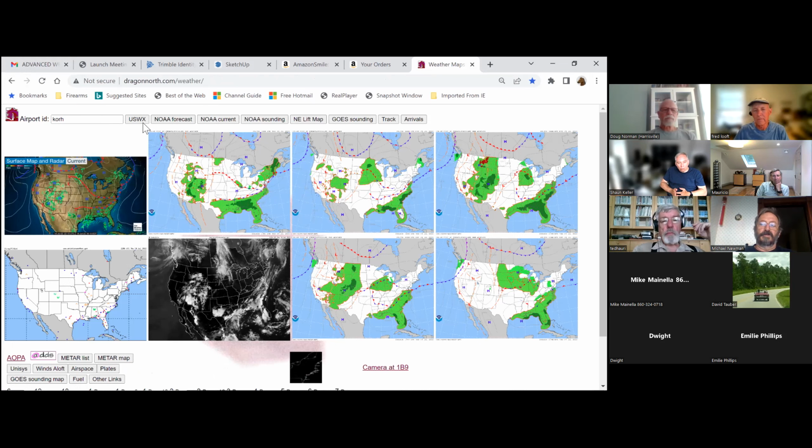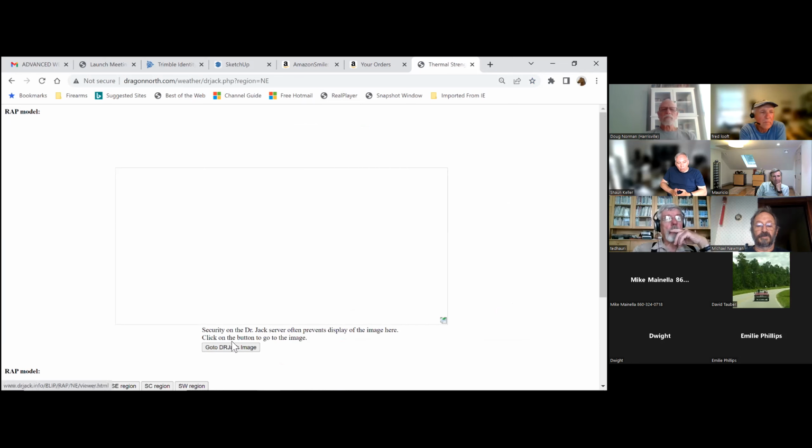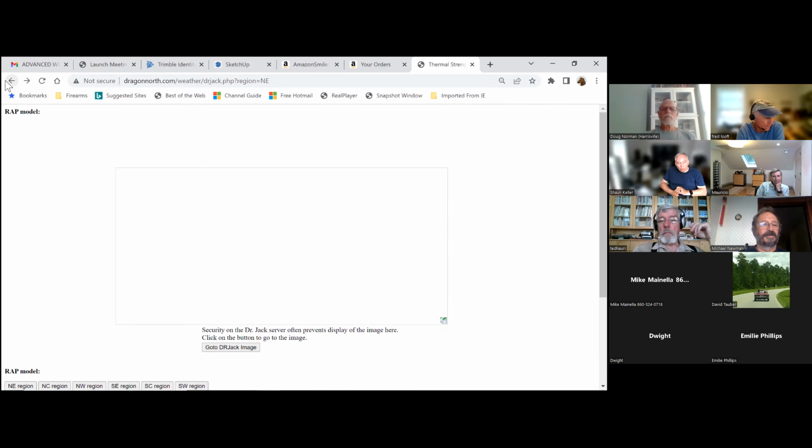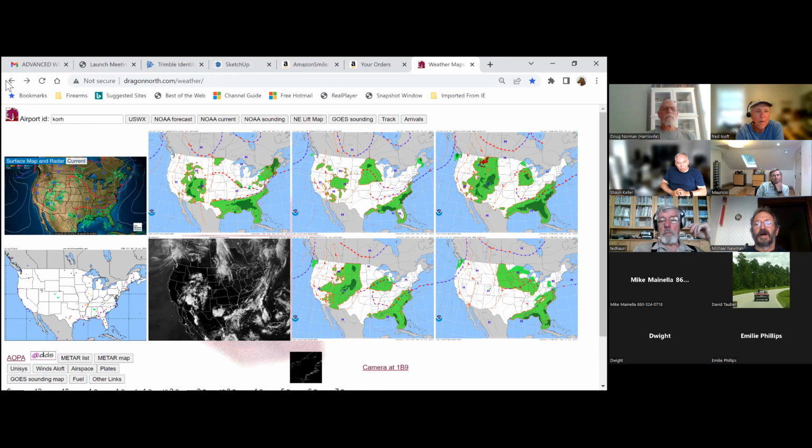So the other things that are on here, there's another source of the sounding. There's the New England Lift Map, which is the blip maps that Dr. Jack produces. Now, I'm not logged in at the moment. I'll go through this. I got it up. You got those? Okay. Yep. Yeah. And I have tracking and Boston arrivals and so forth.